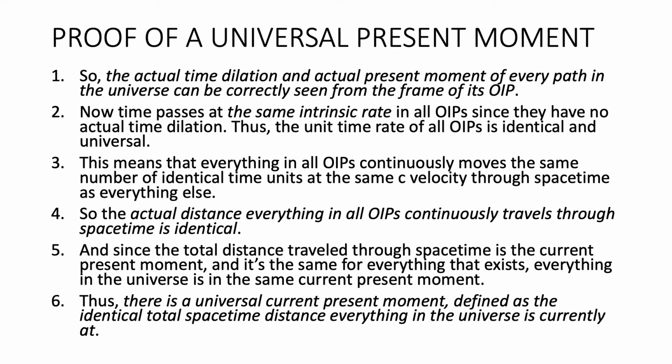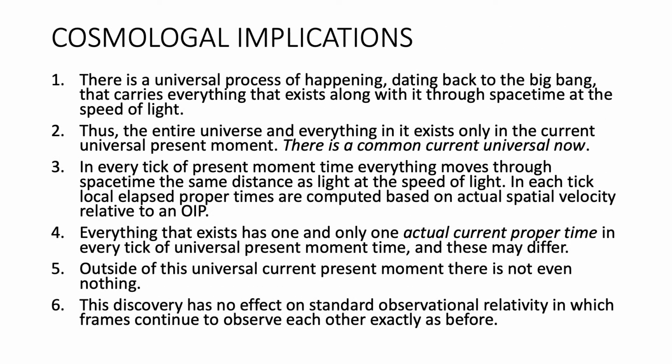Thus there is a universal current present moment defined as the identical total space-time distance everything in the universe is currently at. There is a universal process of happening dating back to the Big Bang that carries everything that exists along with it through space-time at the speed of light. Thus, the entire universe and everything in it exists only in the current universal present moment. There is a common current universal now.